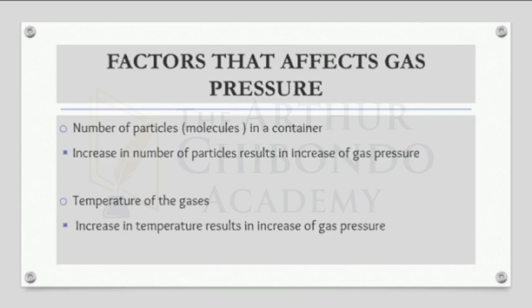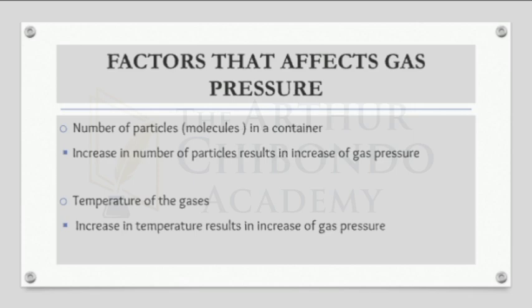By the time they are moving fast, they are hitting the walls of a container with more force. When they hit the wall of a container with force, they exert more force. When they exert more force, they apply more pressure. That's why whenever you are increasing temperature, the gas pressure also increases.